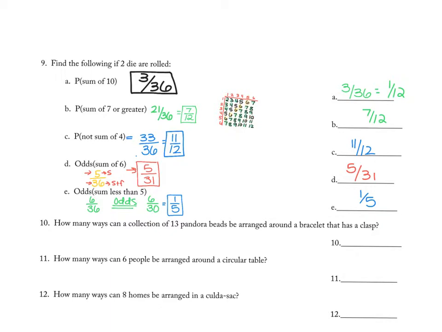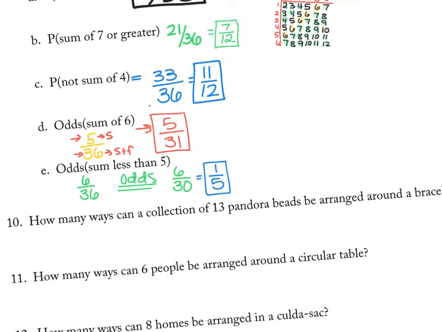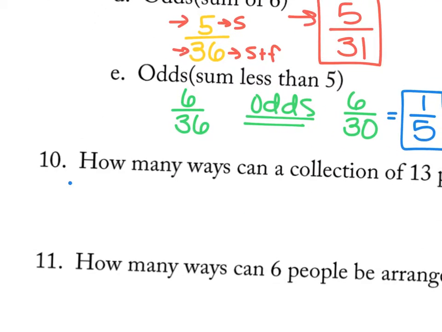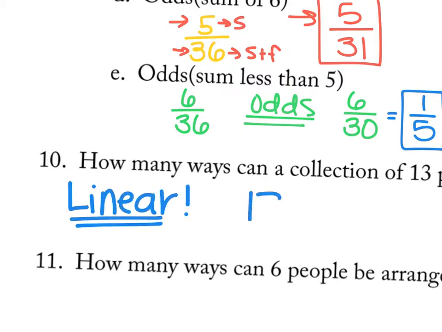So we just have a couple more. Number 10 says, how many ways can a collection of 13 Pandora beads be arranged around a bracelet that has a clasp? Has a clasp means you can unclasp it and it becomes linear. So this is linear. So it's just 13 factorial.